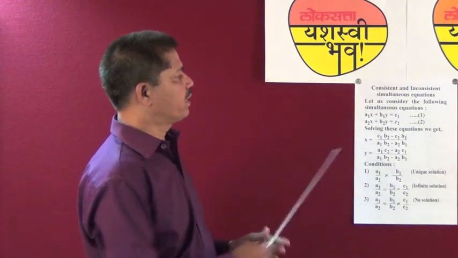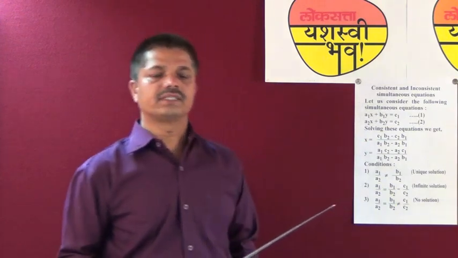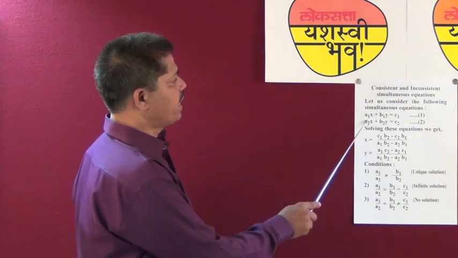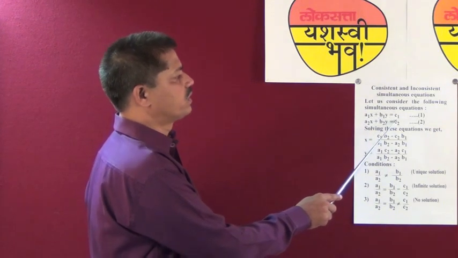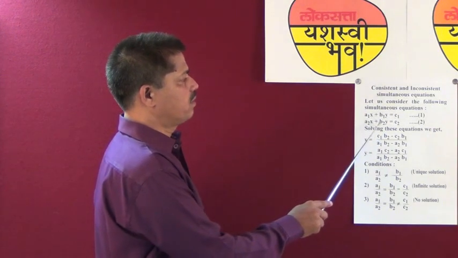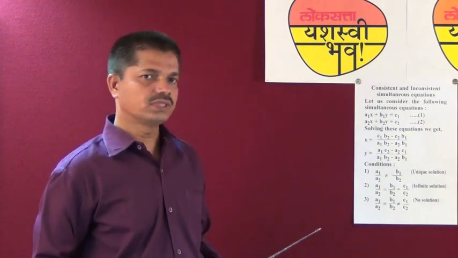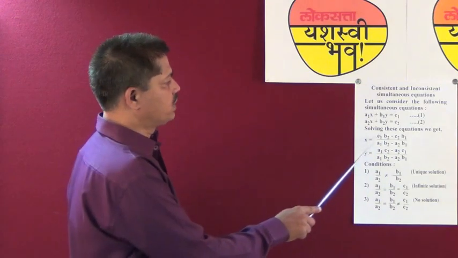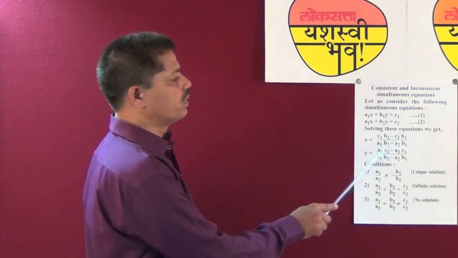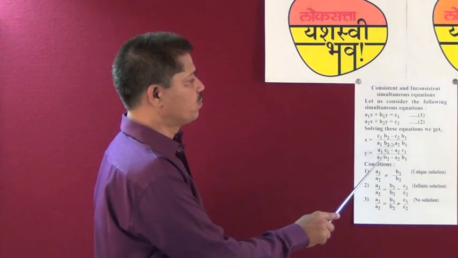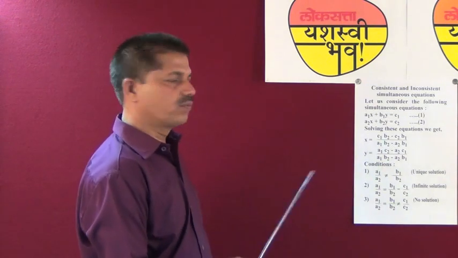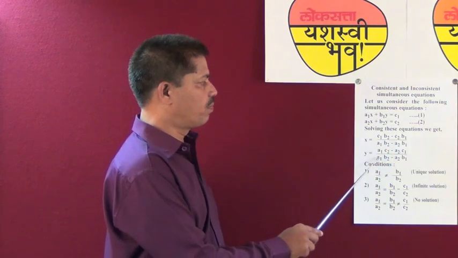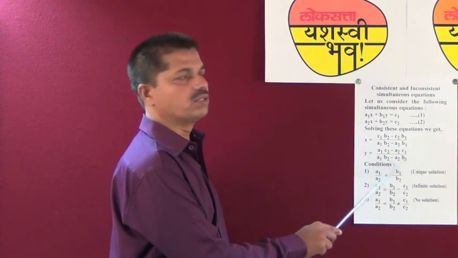Let us go back to the two simultaneous equations which we have considered in general form, that is a1x plus b1y is equal to c1 and a2x plus b2y is equal to c2, and we have already seen the solution of that. x is equal to (c1b2 minus c2b1) upon (a1b2 minus a2b1), and the value of y is (a1c2 minus a2c1) upon (a1b2 minus a2b1).